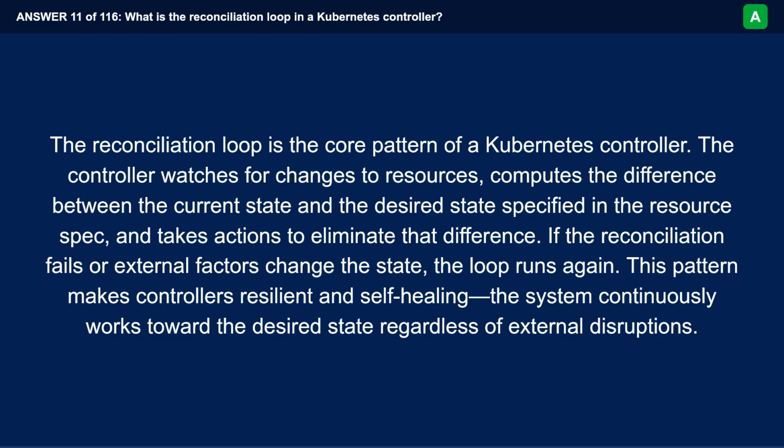If the reconciliation fails or external factors change the state, the loop runs again. This pattern makes controllers resilient and self-healing. The system continuously works toward the desired state regardless of external disruptions.